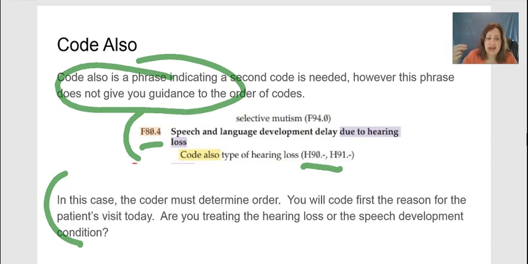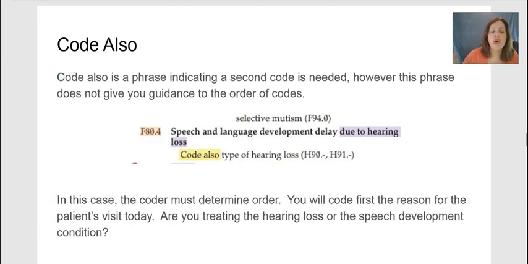If you're a speech therapist, you're going to put the F code first because you're treating the speech issue. But if you're an ear, nose, throat doctor and you are treating the ear, you don't deal with speech, you deal with the structure, you're going to put the H code first. So it's why did the patient come to you today? Okay, that's what's going to make the difference. So you as the coder have to determine what is it we're treating? What does my doctor do? Because you probably don't work for an ear, nose, throat doctor and a speech therapist both. You probably only work for one of those two.